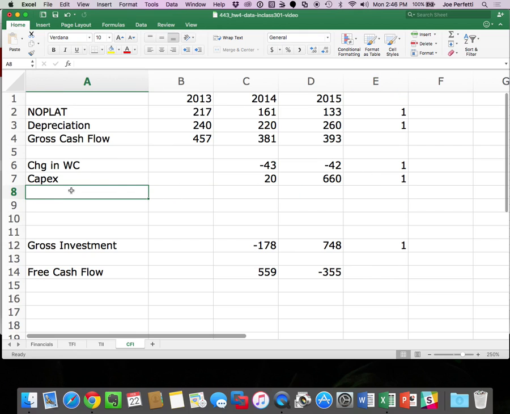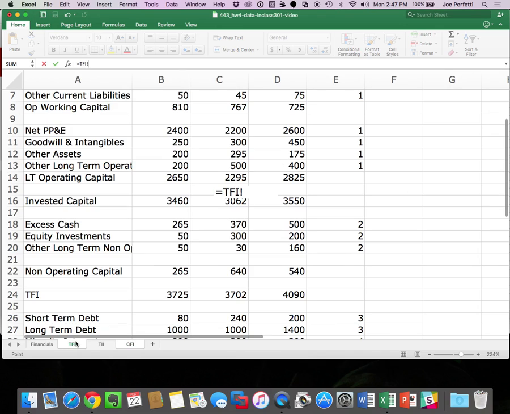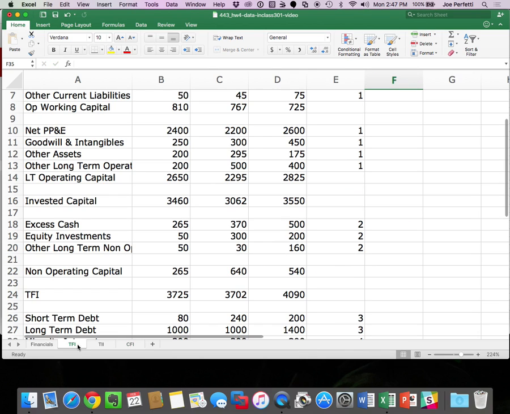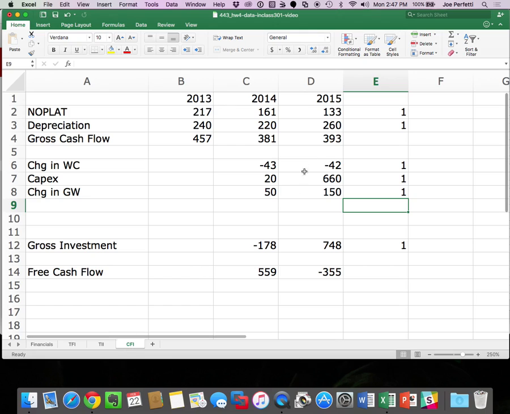Next, we have our change in Goodwill. Goodwill went from 250 to 300. So Goodwill went up by 50, and then it went up by 150. So good question: what is Goodwill, and where does it come from?